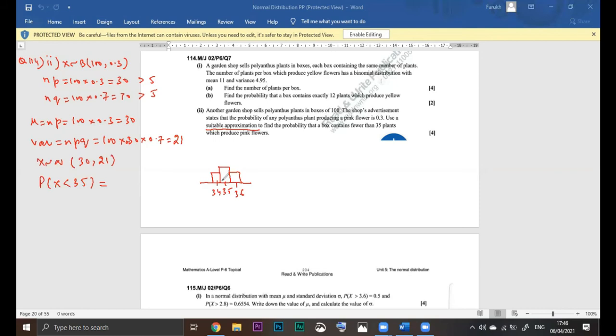Now X is less than 35. Should we include the rectangle for 35? No sir. Okay. We will move towards left or right? Left. Yes, we will shade the area on the left hand side. So in the continuity correction, it is 34.5 or 35.5. 34.5. Yes, 34.5. Okay. Now we will convert this into Z.